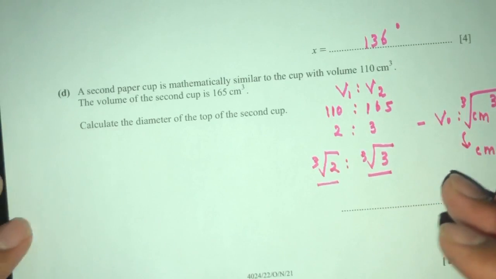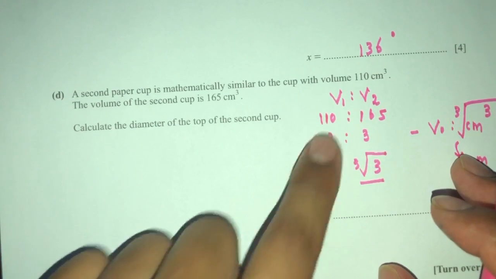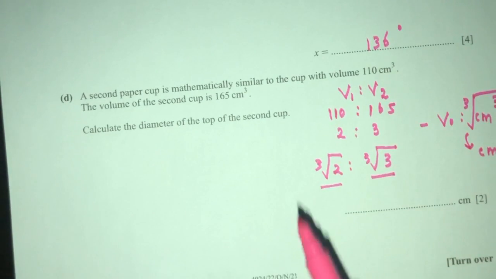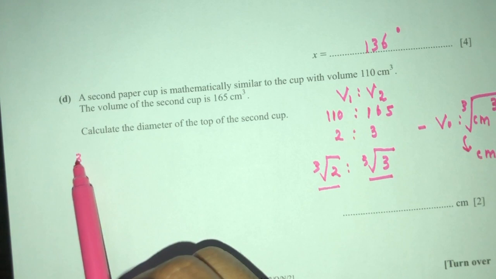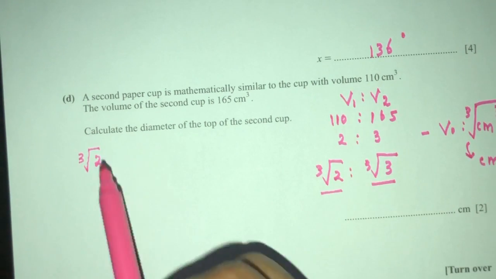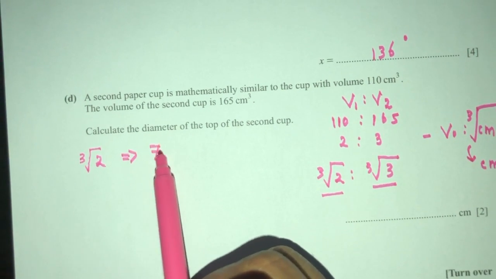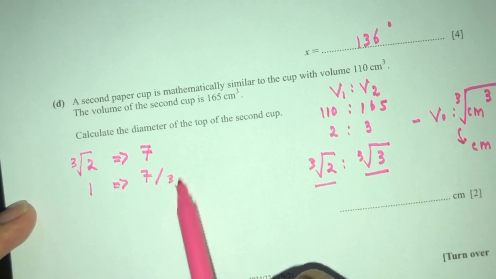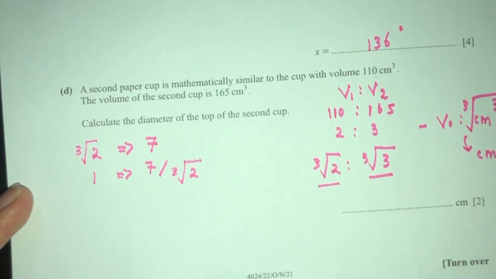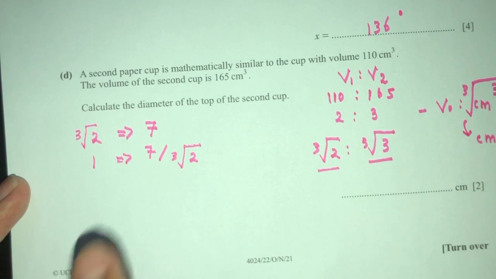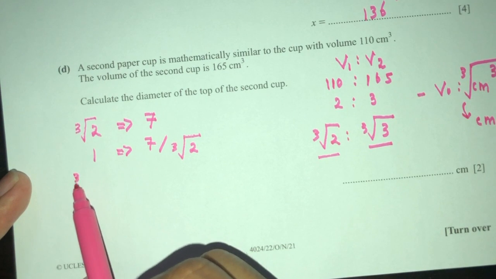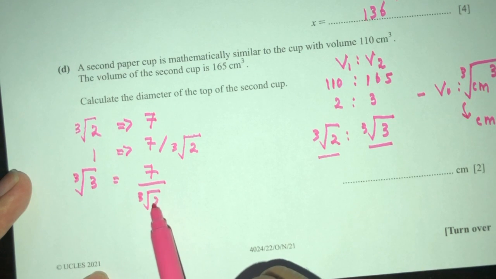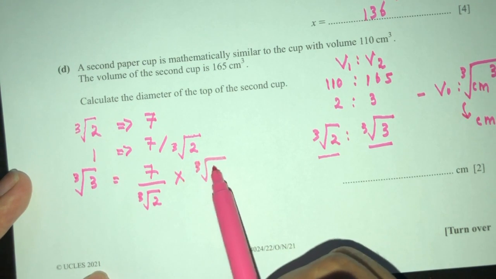Now we know that the diameter of the first one is 7, according to the question, right? So basically we would say, by ratio, cubic root of 2, this is the first one, is equal to 7. Now what is 1 equal to? 1 will be 7 divided by the cubic root of 2. Now we would like to find for this one, so cubic root of 3 will be equal to 7 divided by cubic root of 2 times cubic root of 3.